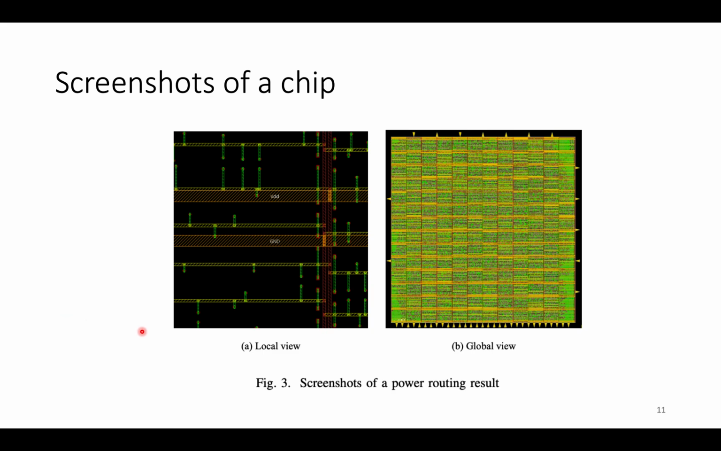This shows a screenshot of a chip. So A is a local view and B is a global view. In the local view, these red vertical wires are the vertical mesh, and yellow horizontal wires are the horizontal mesh. The short green wires are the result of the detailed power routing to connect the pins to the mesh. There are two white VDD and ground wires here. These are the white high layer wires that connect all the vertical mesh to reduce the IR drop.